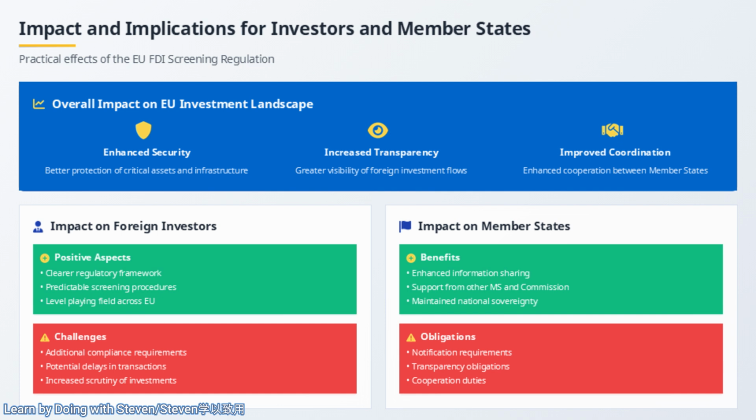For the overall EU investment landscape, it has led to enhanced security of our critical assets, increased transparency of foreign investment flows, and improved coordination between member states. For foreign investors, there are positives like a clearer and more predictable regulatory framework across the Union. The challenges, of course, include additional compliance steps, potential delays, and increased scrutiny of certain investments. For member states, the benefits are clear: better information sharing and mutual support while fully maintaining their national sovereignty.